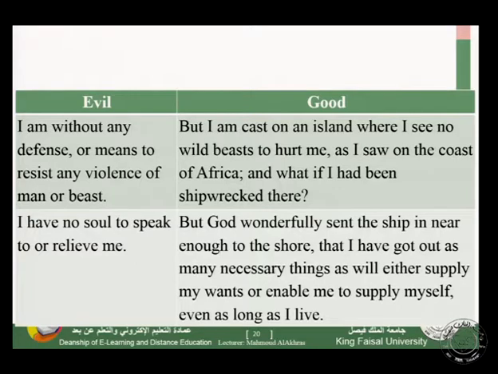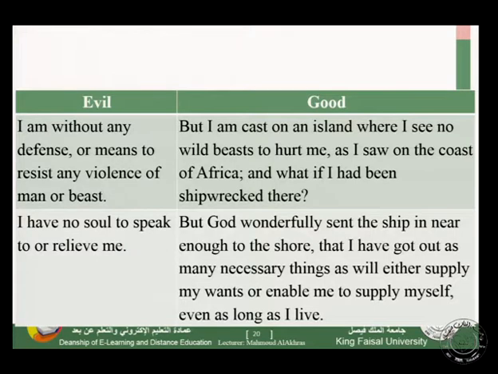I am without any defense or means to resist any violence of man or beast. He doesn't have anything to defend himself against any beast or any dangerous creature. The good thing about this situation is that I am cast on an island where I see no wild beasts to hurt me. On the other side, we can sense the good thing: there are no beasts or dangerous animals on this island.